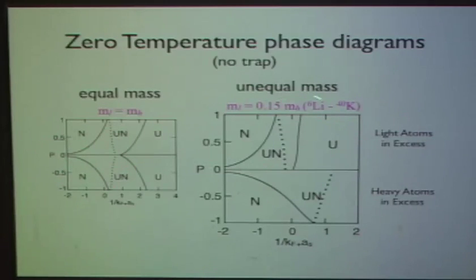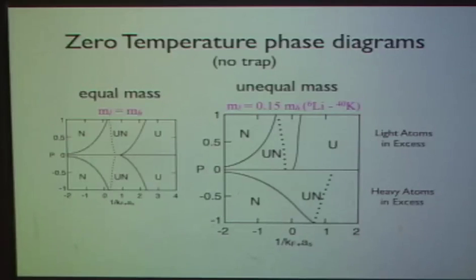But in the unequal mass mixtures, when the light atoms are in excess, the superfluid phase is more stabilized. Sorry, it must be U and U. So the non-uniform region gets smaller. However, when the heavy atoms are in excess, the uniform superfluid gets unstable, so the non-uniform region is expanded. So there are some differences between the equal mass and the unequal mass mixtures.